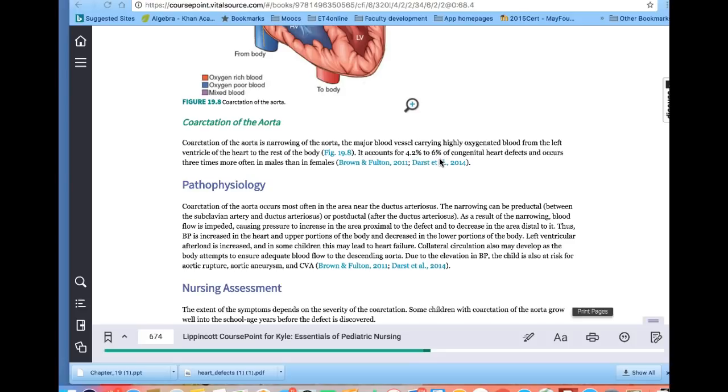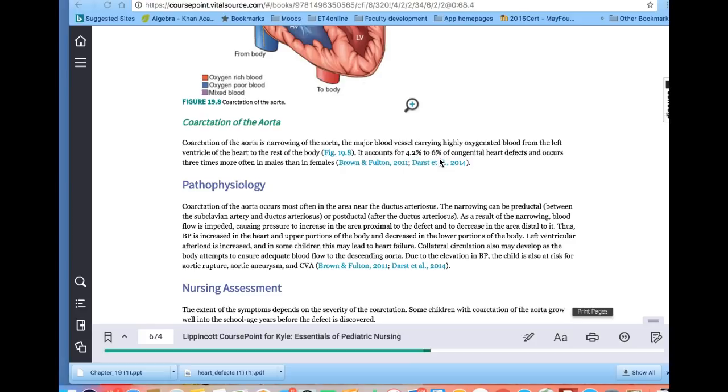You need to make sure that you take blood pressures in all four extremities if you suspect this, because you're going to see an increase in blood pressure in the upper extremities, and the lower extremities are going to have a lower blood pressure. These kids, sometimes this goes unnoticed, and these kids present with leg pain, or decreased pulses in the leg, or poor circulation in the leg. They can faint, they can be dizzy. Definitely going to hear a murmur with this.